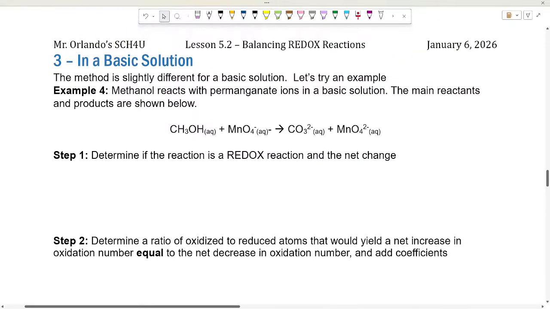Sometimes a reaction doesn't happen in an acidic solution. Sometimes it happens in a basic solution. In a basic solution, remind me, what do we have present? We have a high concentration of what in basic solution? No, what makes something basic?